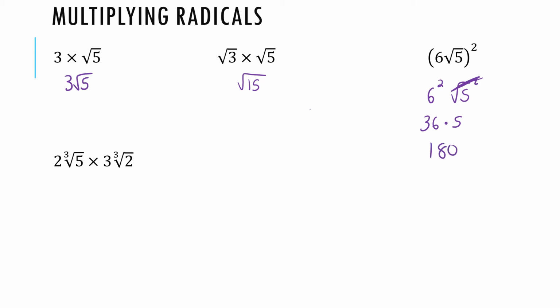Then here we have 2 cube root of 5 times 3 cube root of 2. Therefore, 2 times 3, we're going to multiply the two outside numbers together to make 6. We have our cube root, and then 5 times 2 is 10. Now, one thing you will notice when I was multiplying two radicals is that their indexes were the same. You have to multiply with the same indexes.